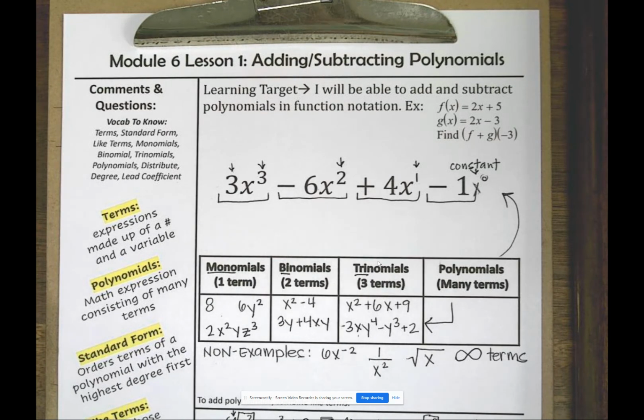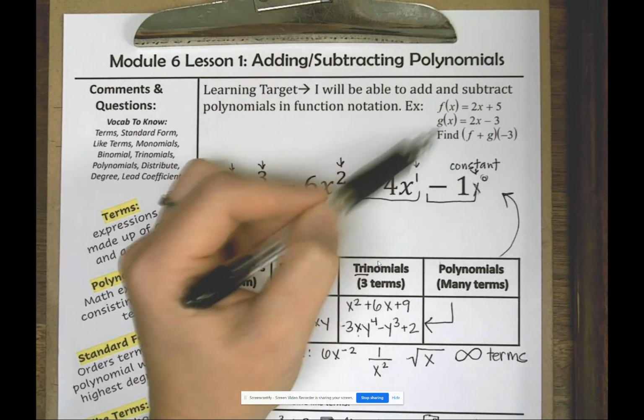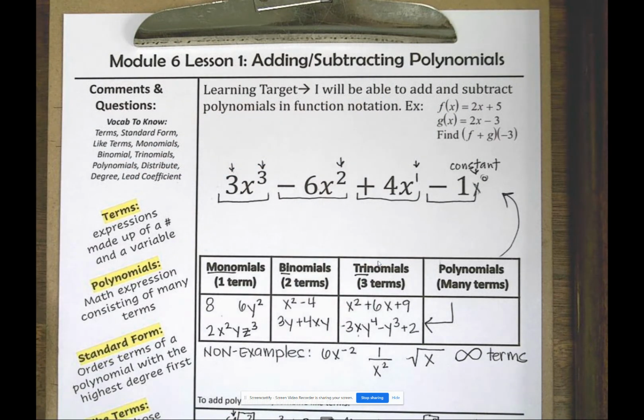Well, hello guys. This is the Edpuzzle notes for Module 6, Lesson 1, adding and subtracting polynomials. Our learning target today is that we will be able to add and subtract polynomials in function notation. It's going to look a little something like this a little bit later on. In about 20 minutes, we're going to be able to do that together.